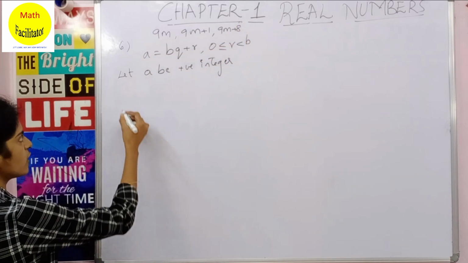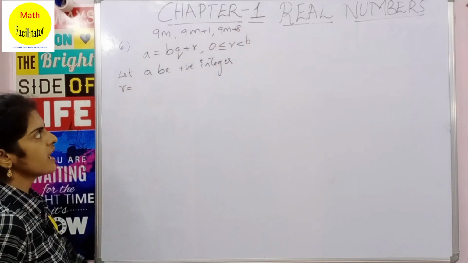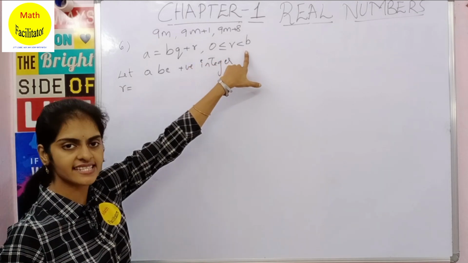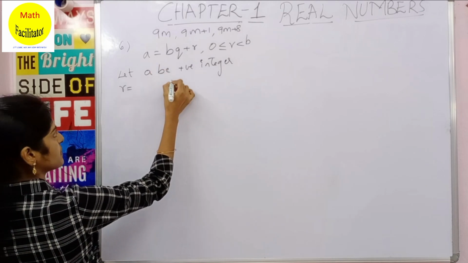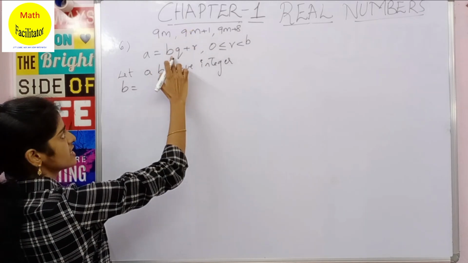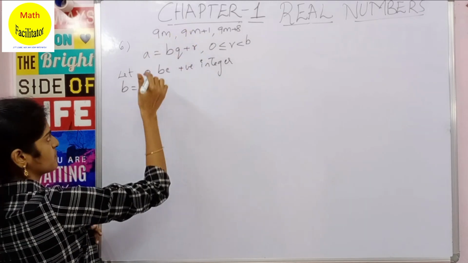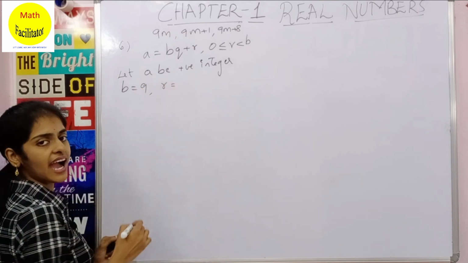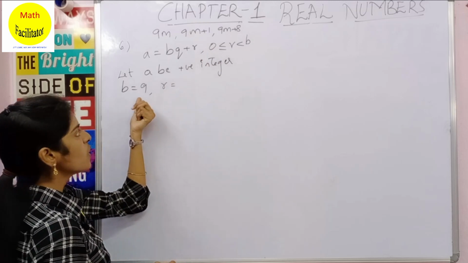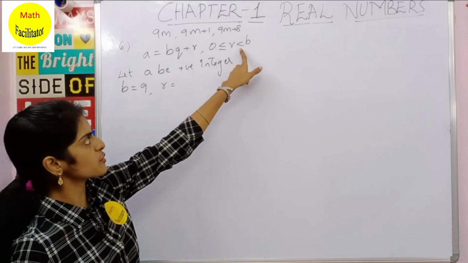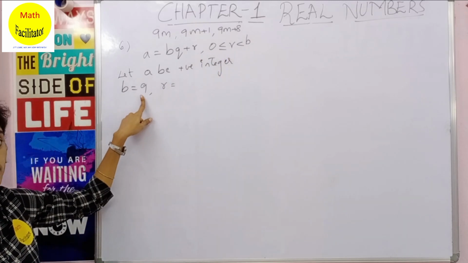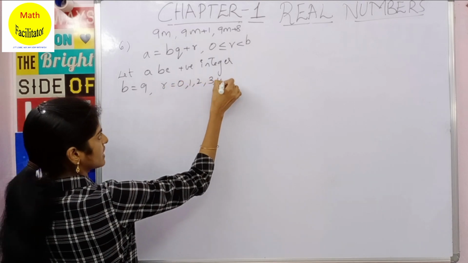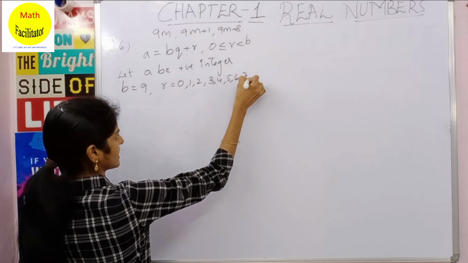Okay, so now what are the values of r? r can take values from 0 to b. Okay, it should be less than b. Now what is the value of b? Comparing these two expressions, you can see that b is 9. Okay, so take b as 9. And what are the values of r? r can take values from 0 to a number less than 9. So b is 9, so it should be less than 9. So it is 0, 1, 2, 3, 4, 5, 6, 7 and 8.